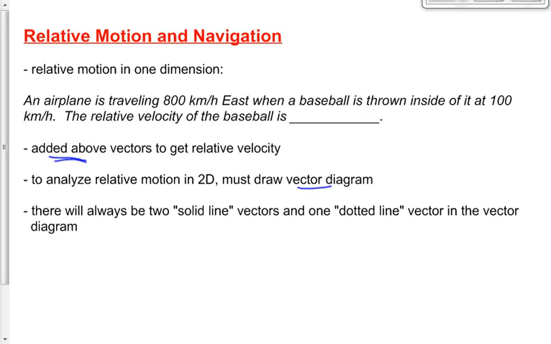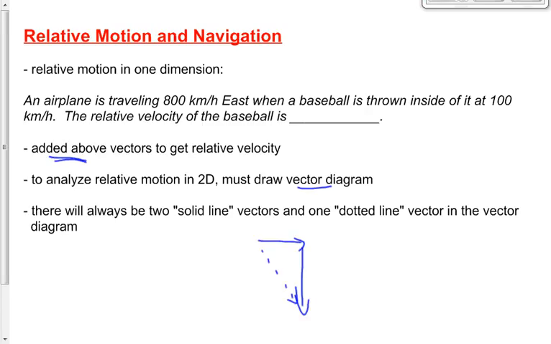The 2 lines we draw as solid lines. The resultant vector we draw as a dotted line. The reason we're going to do that is because it makes things more clear for us as we're solving these more practical problems. Solid line vectors, dotted line vector. 3 vectors might look like this.